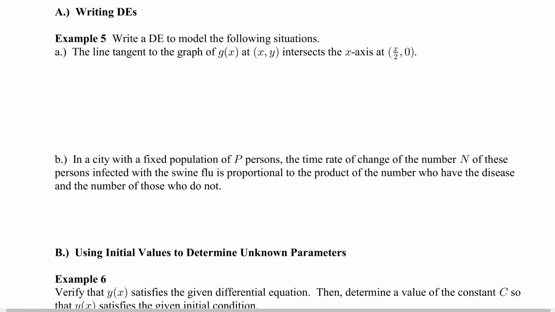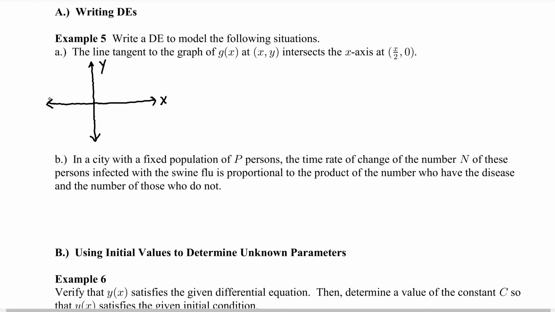So we'll go back and steal a Calc 1 style problem for our first example. The line tangent to the graph of g of x at ordered pair (x, y) intersects the x-axis at (x over 2, 0). So what we are attempting to do here is to model this tangent line using a differential equation.